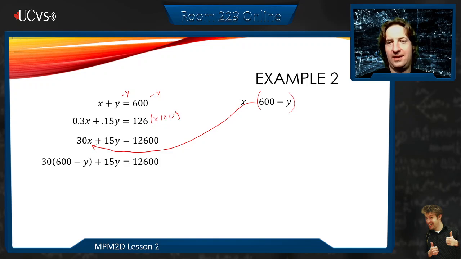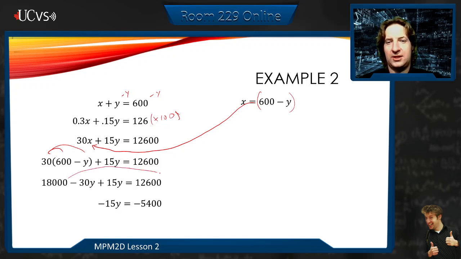Now we can replace our x. Plug x into there. So instead of writing x, we write down 600 minus y. Now we can do our little rainbows here, multiply out things. In this case, it'll be negative 30 plus 15, which is negative 15. We're going to subtract 18,000. We're going to get negative 5,400. Divide both sides by negative 15, and we get 360 grams.